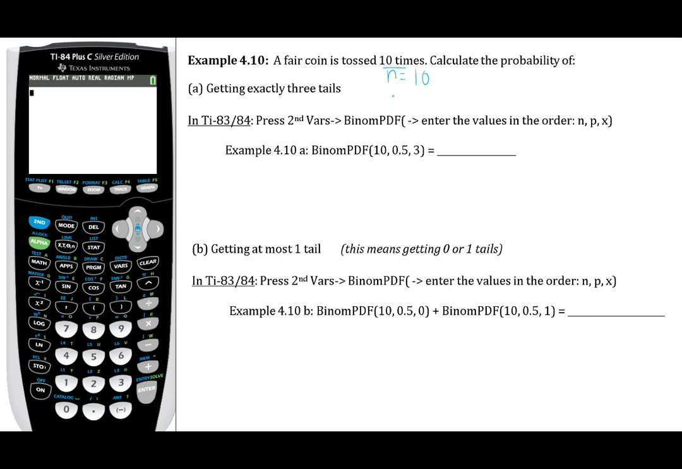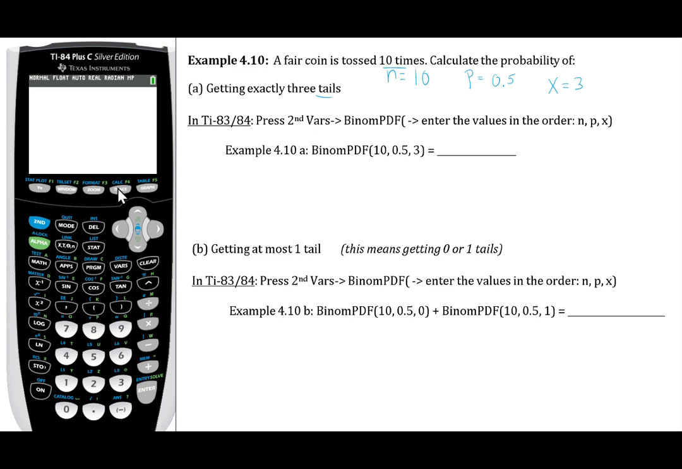We need these trials to be independent, which they are. The outcome of one coin toss does not affect the outcome of a second coin toss. And we need the probabilities to be the same. In this case, the probability of getting a tails on any one coin toss is 50%. For part A, we want to get exactly 3 tails, so we're looking for x to be 3.